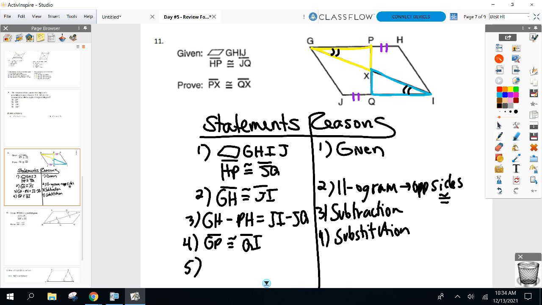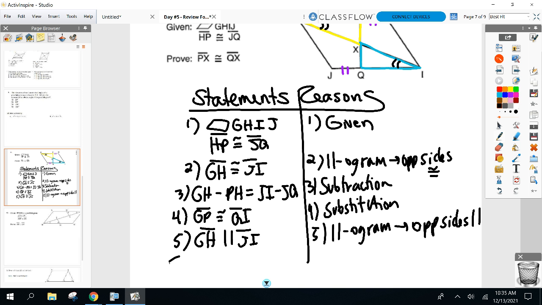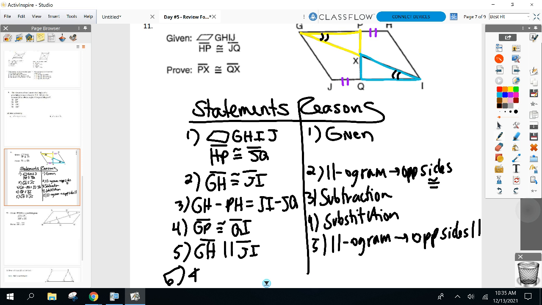All right, the correct pair here would be GH parallel to JI. But if you're still unsure, write the other pair down. Parallelogram implies opposite sides parallel. And then you could say the alternate interior angles are equal. Perfect. Looks like we saved the last pair, the easiest pair, for last.